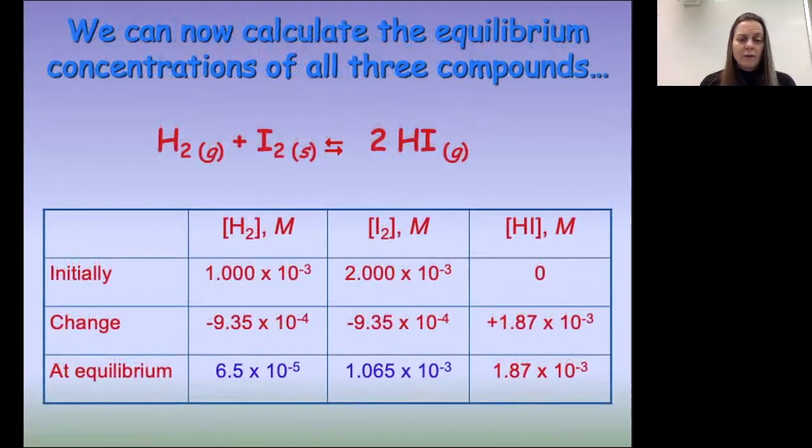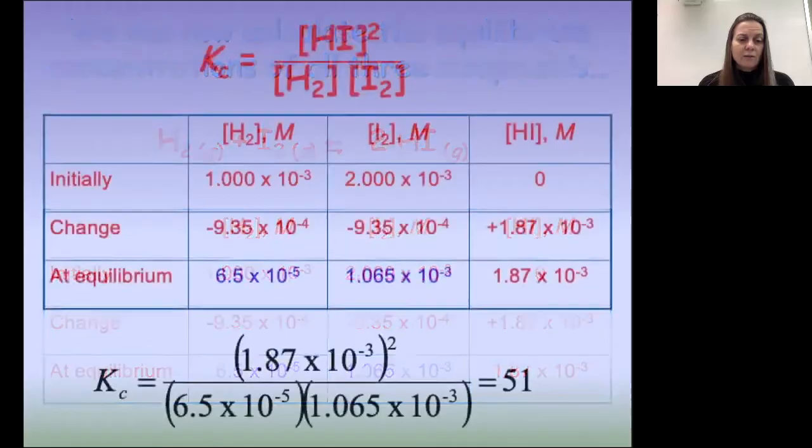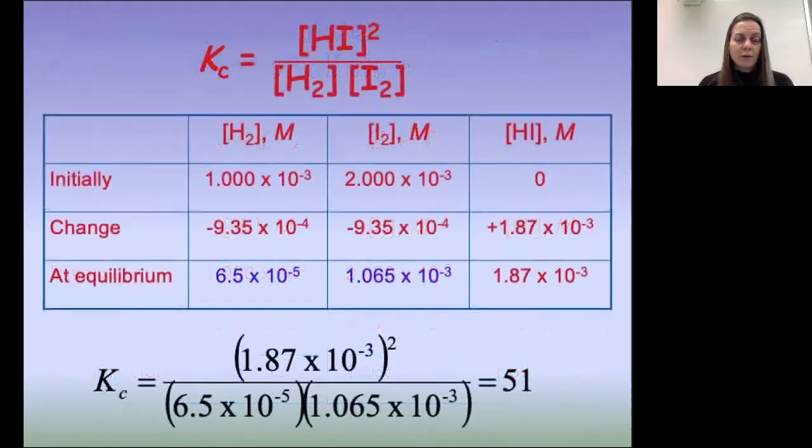And now that we know the concentration of all 3 at equilibrium, we can plug that into the equilibrium constant expression, which is the hydrogen iodide concentration squared divided by the product of the hydrogen and the iodine concentration. So approaching the problem from a different perspective, still the same process.